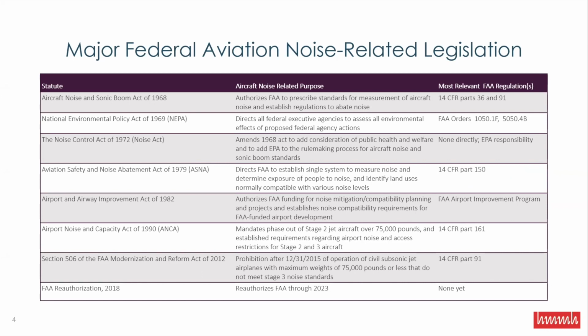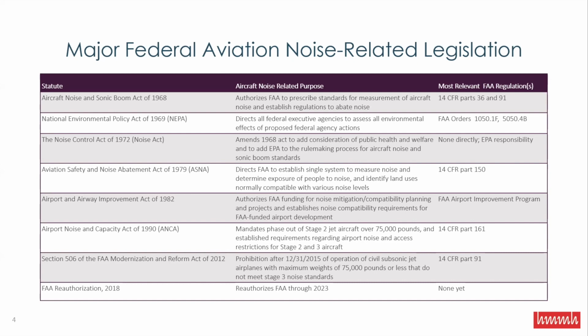And it really started with the dawn of the jet age in the 1960s. Early 1960s was when the first jet aircraft was flown, and a lot of the concern was also about sonic boom. And so there was an Aircraft Noise and Sonic Boom Act of 1968. And what that resulted in with the FAA is the preparation of Part 36 and 91, which really deal with certification of aircraft in terms of noise. Okay, so what are the limits that they have to meet in order to certify their aircraft?